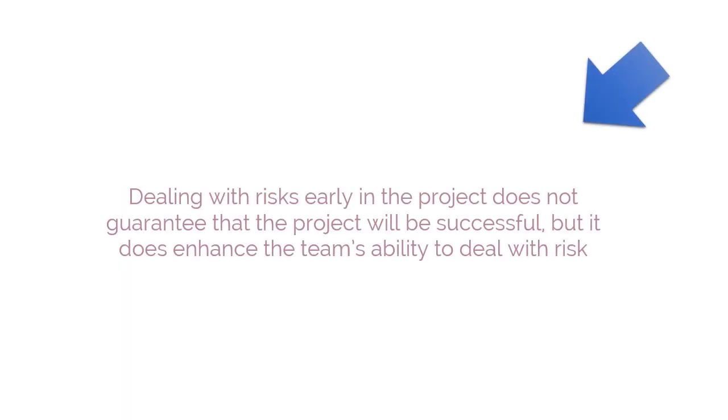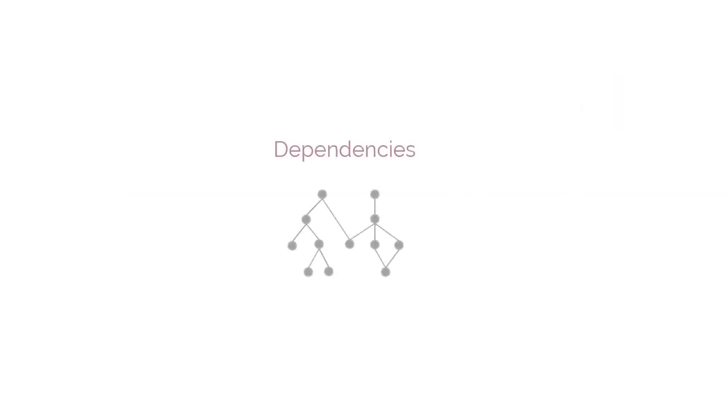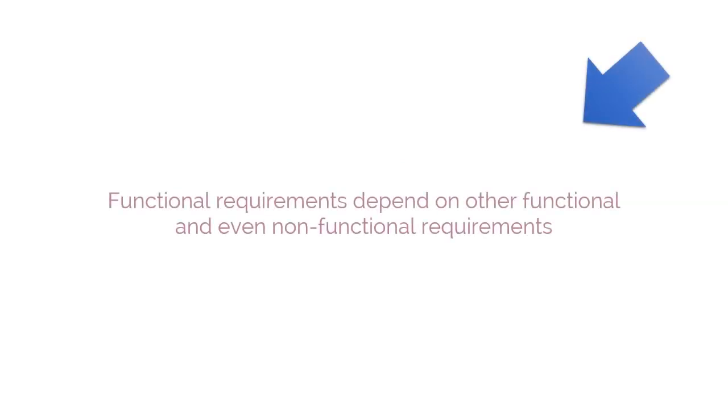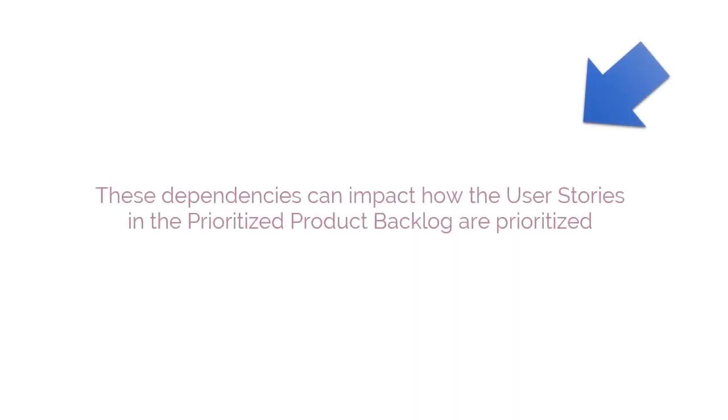Dealing with risks early in the project does not guarantee that the project will be successful, but it does enhance the team's ability to deal with risk. Next factor is dependencies. It is usually not possible to create a prioritized product backlog in which there are no dependencies between user stories. Functional requirements often depend on other functional and even non-functional requirements. These dependencies can impact how the user stories in the prioritized product backlog are prioritized.